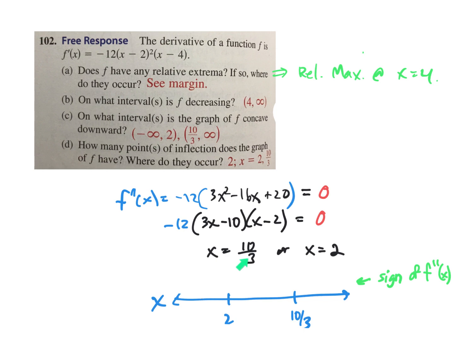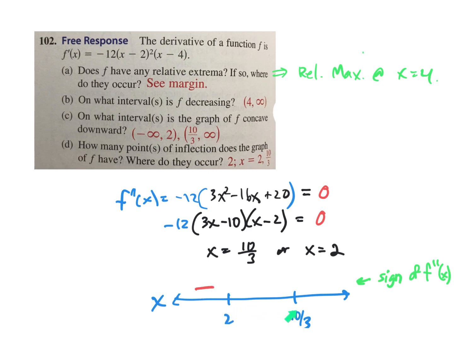But it's not an inflection point unless the concavity changes from up to down or down to up. So let's see what the sign of f double prime is. When x is less than 2, like 0, the sign of the second derivative will be negative, because negative times negative times negative is negative.